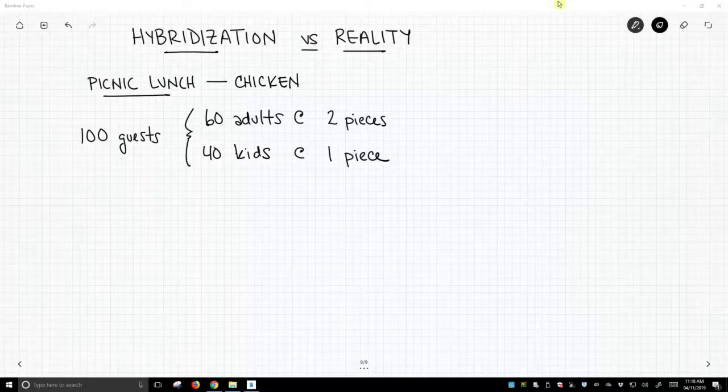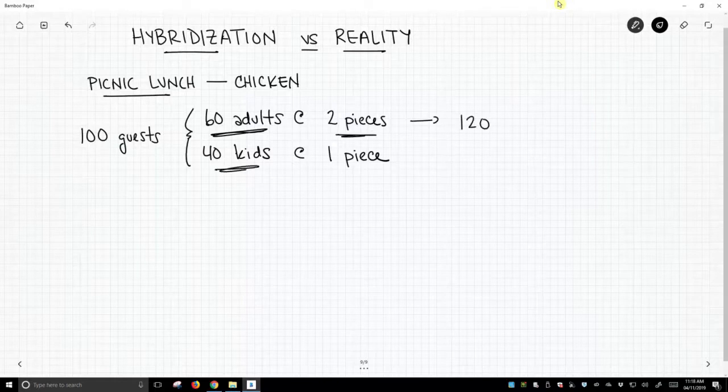Let's serve chicken. And I hope you like chicken, because that's what we're going to serve at our ChemHelp ASAP lunch. We're going to have 100 guests. And of these 100 guests, we're going to have 60 adults and 40 kids. And so we have a problem. We have to predict how much food we should buy or prepare for our picnic. So 60 adults. Let's assume each adult is going to get two pieces of chicken. So that will be 120 pieces for the adults.